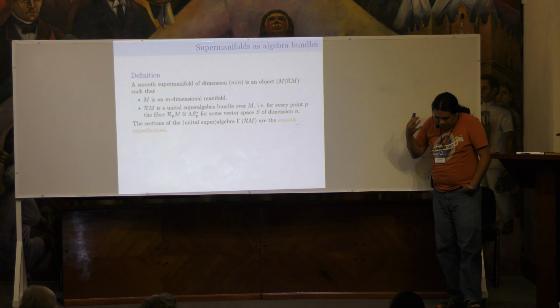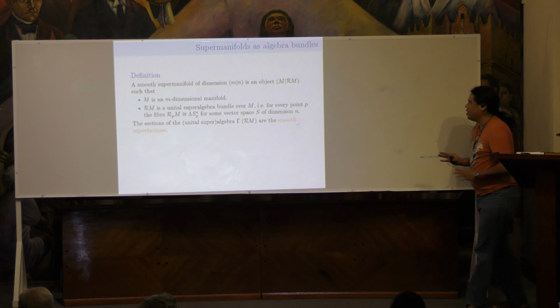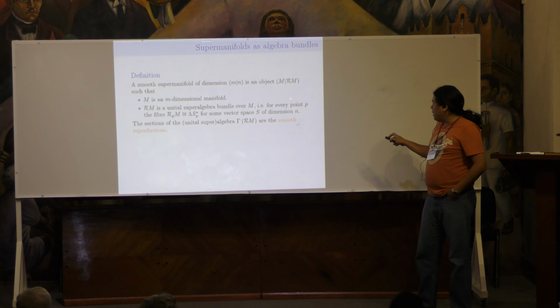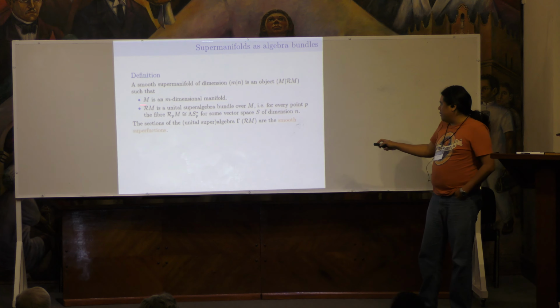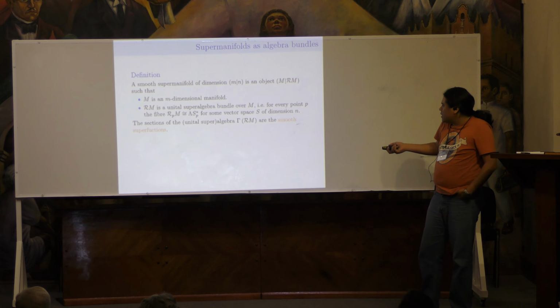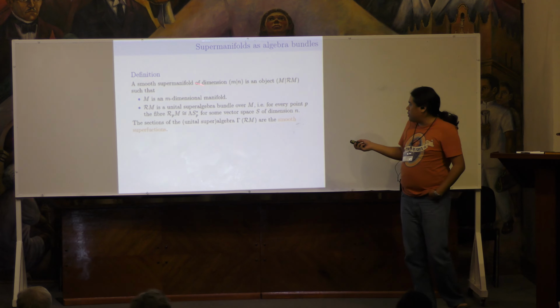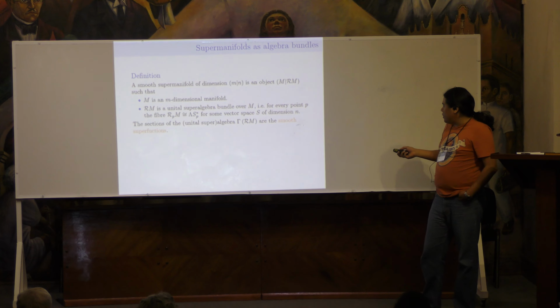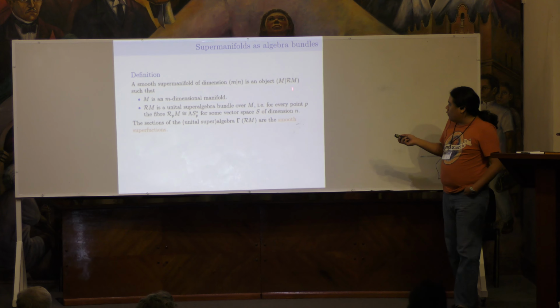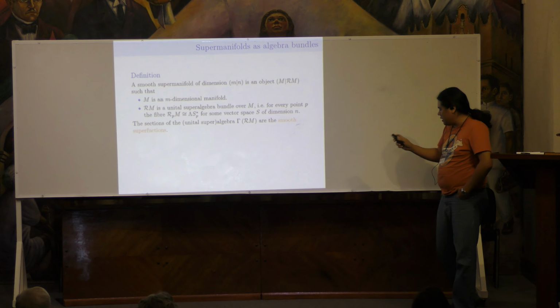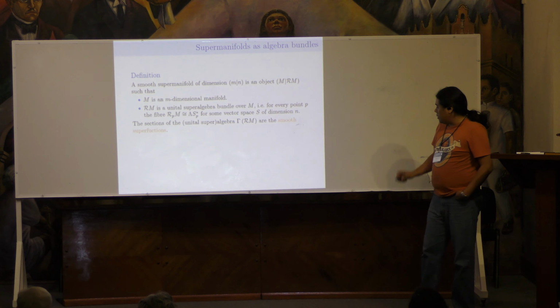Our definition of a supermanifold differs somewhat from the usual definition, in that we don't use sheaves for it. We use an algebra bundle, and well, the definition is the usual thing. M is a usual classical m-dimensional manifold, and Rm is a unital superalgebra bundle over that manifold, meaning that every fiber is isomorphic to the exterior algebra of a vector space of dimension n. The p there is a typo. It doesn't depend on the point p.